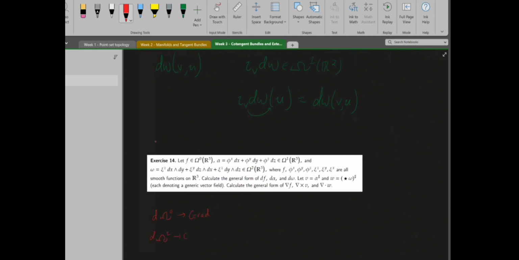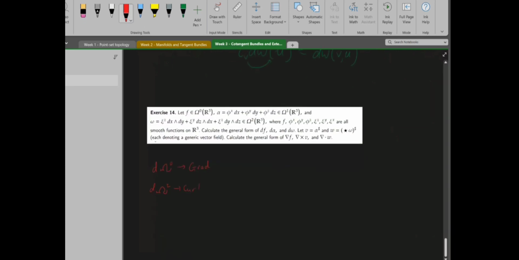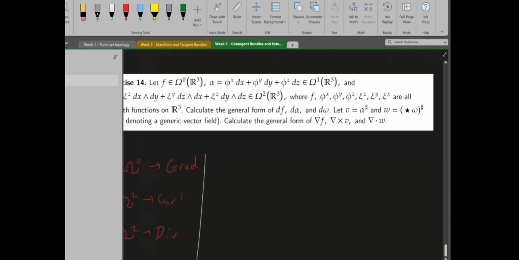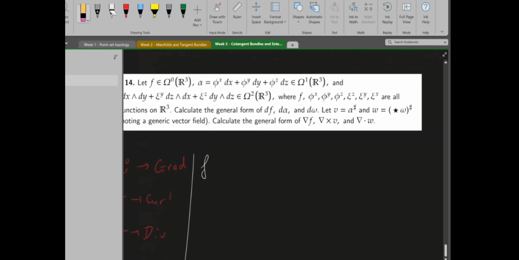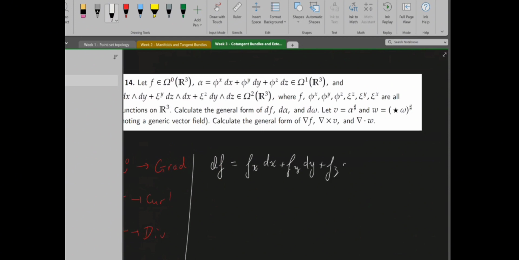dω1 is like a curl, and dω2 is like a divergence. Okay. So df, where f is a function on R3, is f_x dx plus f_y dy plus f_z dz, or if you like matrix notation, it's (f_x, f_y, f_z).